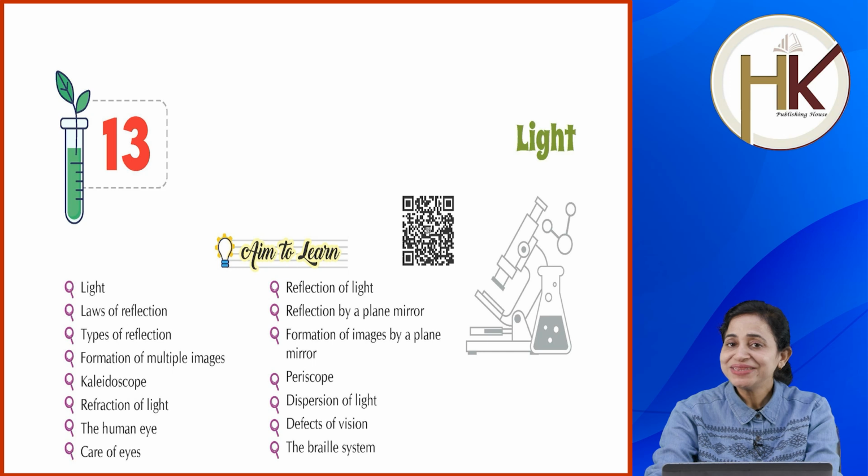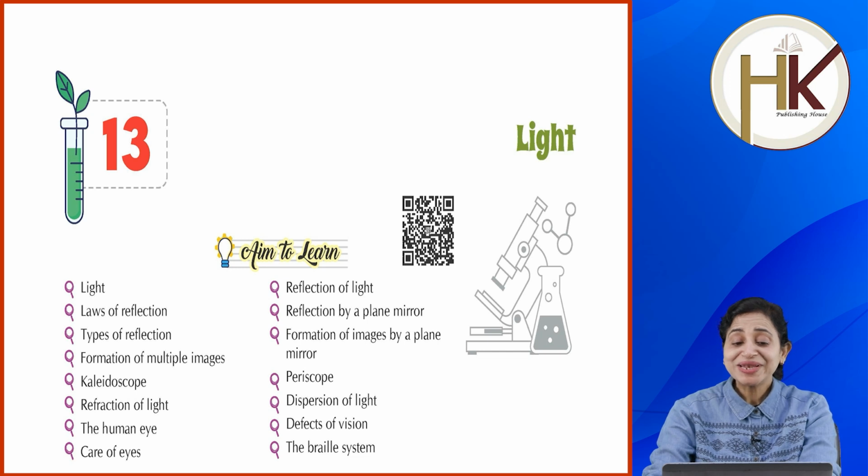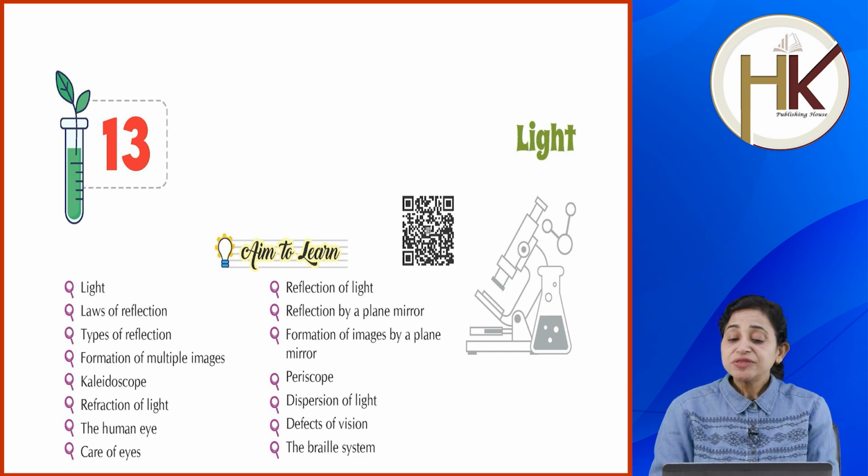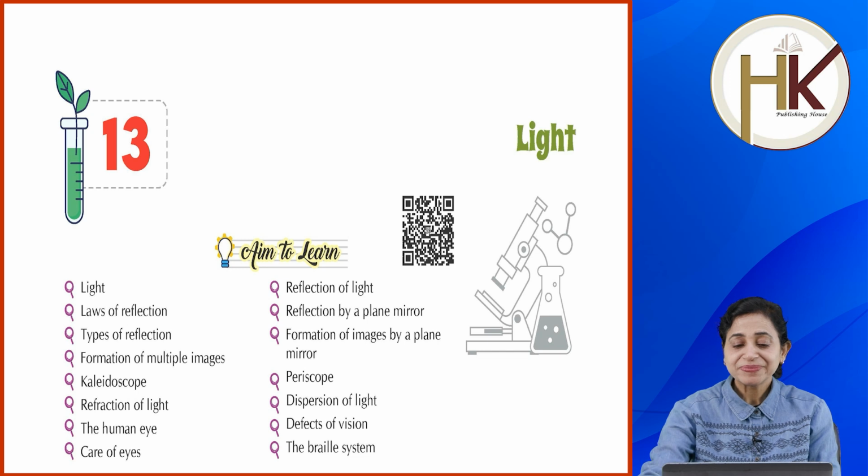And what's the aim to learn this? The aim is we are going to learn about light, laws of reflection, types of reflection, formation of multiple images, and we are going to learn about kaleidoscope, refraction of light, the human eye, care of eyes, reflection of light, reflection by a plane mirror, formation of images by a plane mirror, and periscope, dispersion of light, defects of vision, the Braille system.